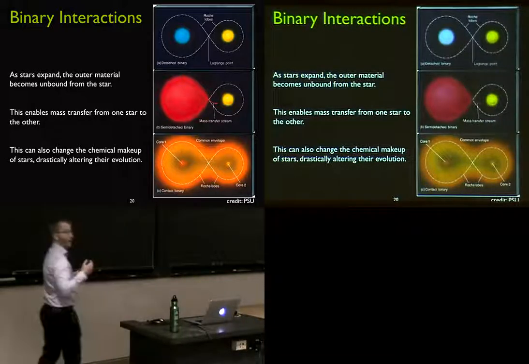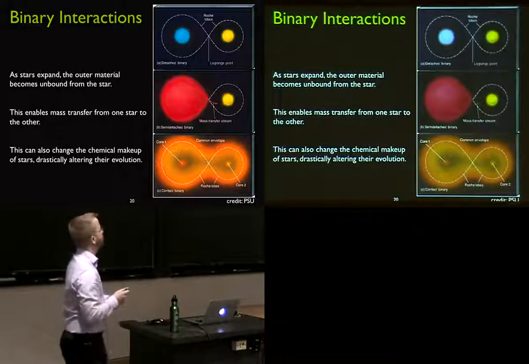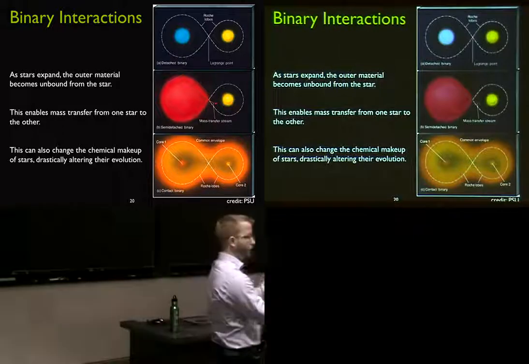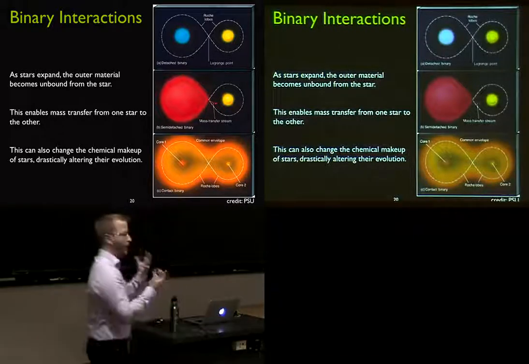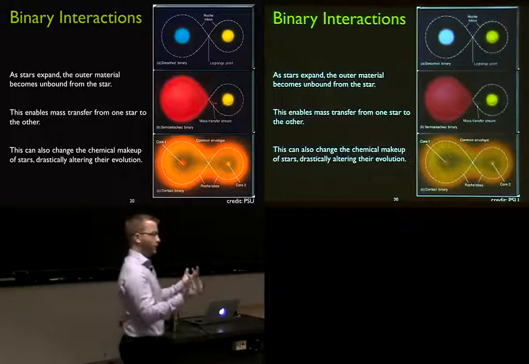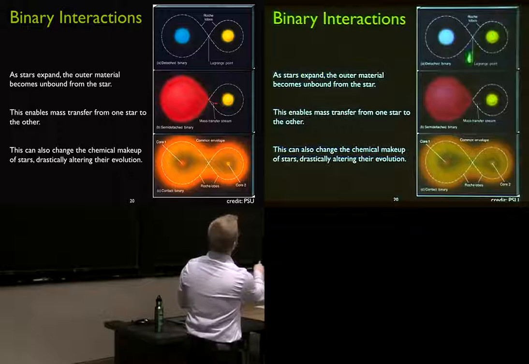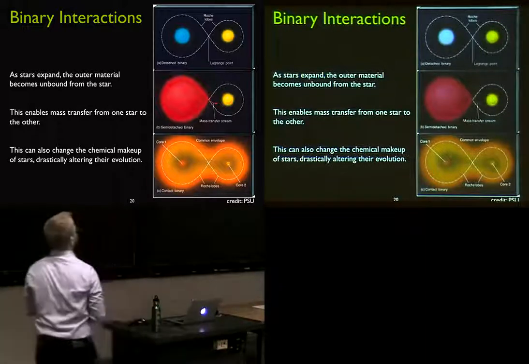Okay, so now we're going to talk about how being in a binary can change that progression. So you have two stars that are orbiting one another, initially far apart. They start off at some point on the main sequence, different depending on what their mass is. This is showing here, we have a lighter object over here that's more yellow, and a heavier object over here that's more blue and larger radius.